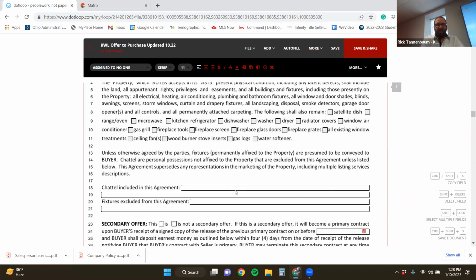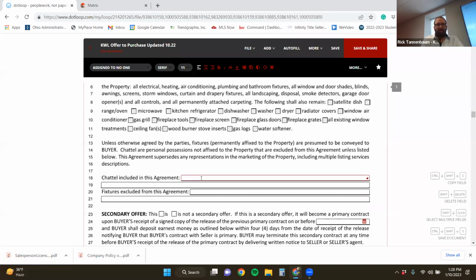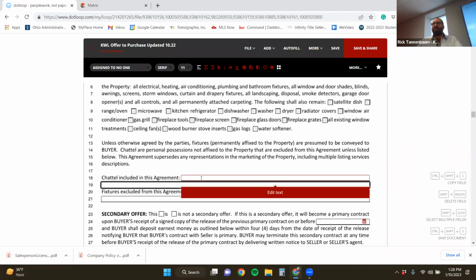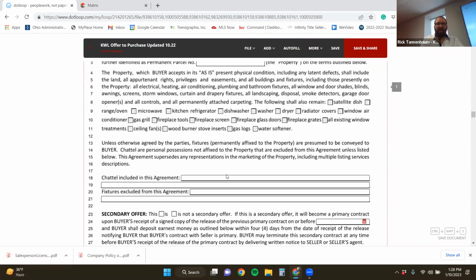Line 18, you would write in anything that is not listed above, anything that's personal property that is staying in the house. So if that buyer of mine wanted that bathroom mirror, they should have written it in on line 18. That's what I feel about it. Pool tables, you know, if the pool table is going to stay, write that in on line 18.